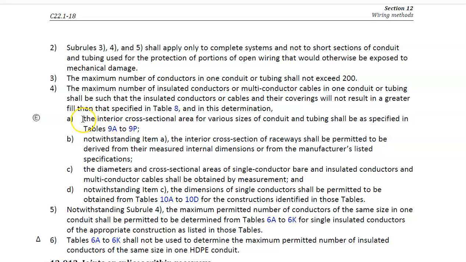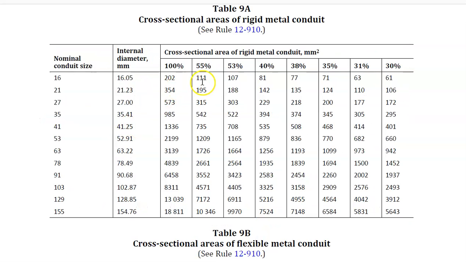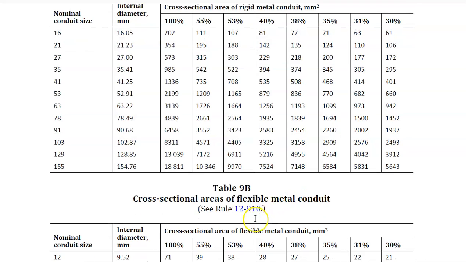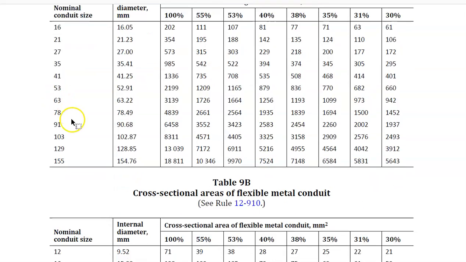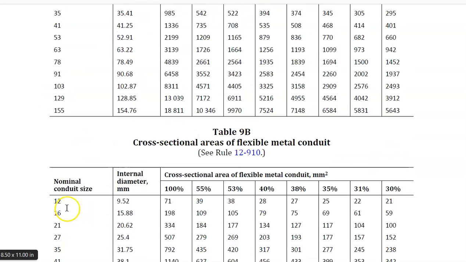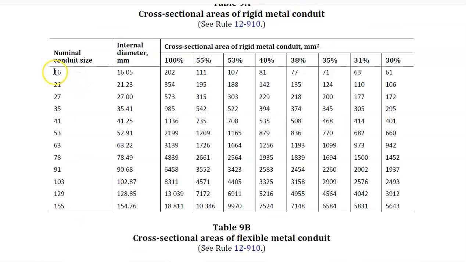Then it tells us that the interior area of different types of conduit tubings shall be specified in tables 9A to 9P. So we're going to see a bunch of different cross-sections, rigid metal conduit, flexible metal conduit. They're all going to have different internal sizes. Even though the nominal conduit size that we might be looking at, 16 mils, 12 mils, things like that, this is going to be my half-inch conduit. Even though it's a half-inch conduit, we're going to give them different internal cross-sectional areas.